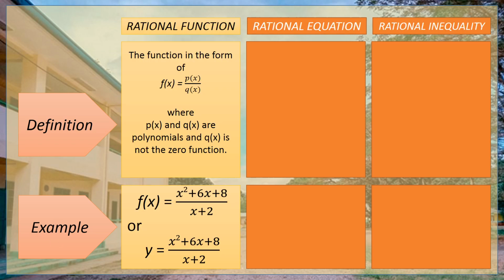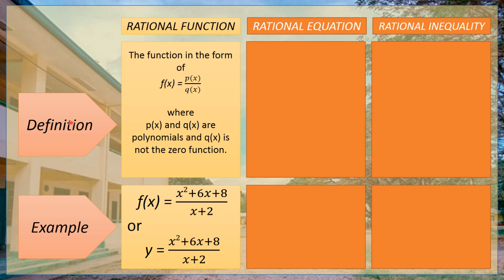So, after familiarizing with these symbols, this table differentiates the three rationals, the functions, equations, and inequalities through definition and example. Ano ba yung difference ng tatlong rationals na yon? In terms of the definition and example. So, let's have first the rational function.